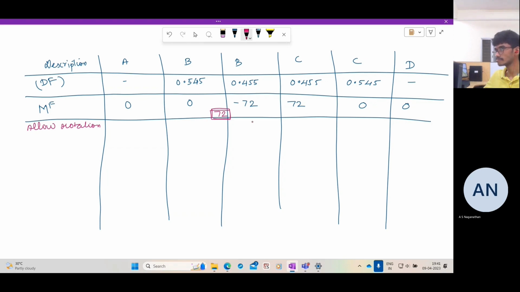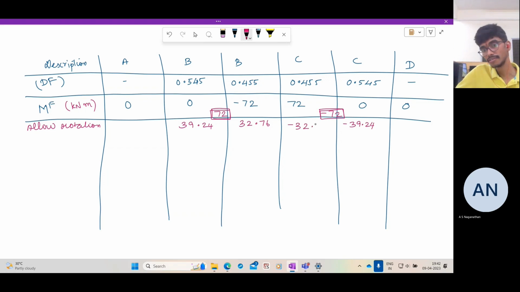I have done the calculation before. So here we get 39.24. Here you get 32.76. At the joint C, the net imbalance is 72. So here we need to apply a counter moment of minus 72 kilonewton meter. When you apply them, you have the same fraction. So here it is 39.24. Here it is with a negative sign, minus 32.76.